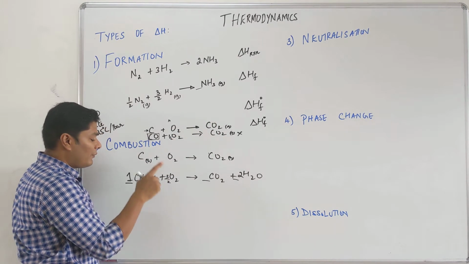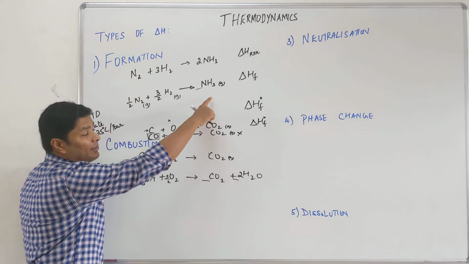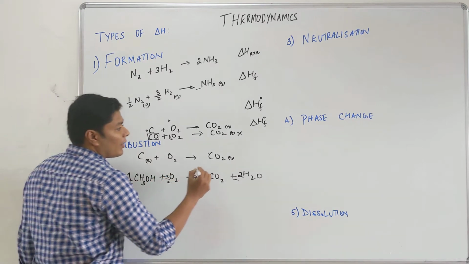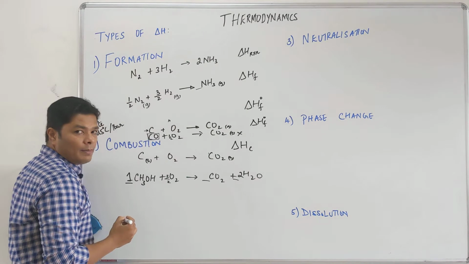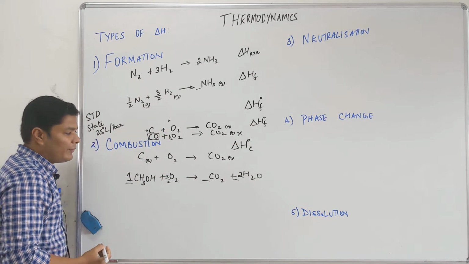Heat of combustion of 1 mole of methanol means it has to be 1 on the left side. Here it has to be on the right side. The symbol for this would be delta H C, combustion, and if it is done at standard state, delta H of combustion, straightforward.